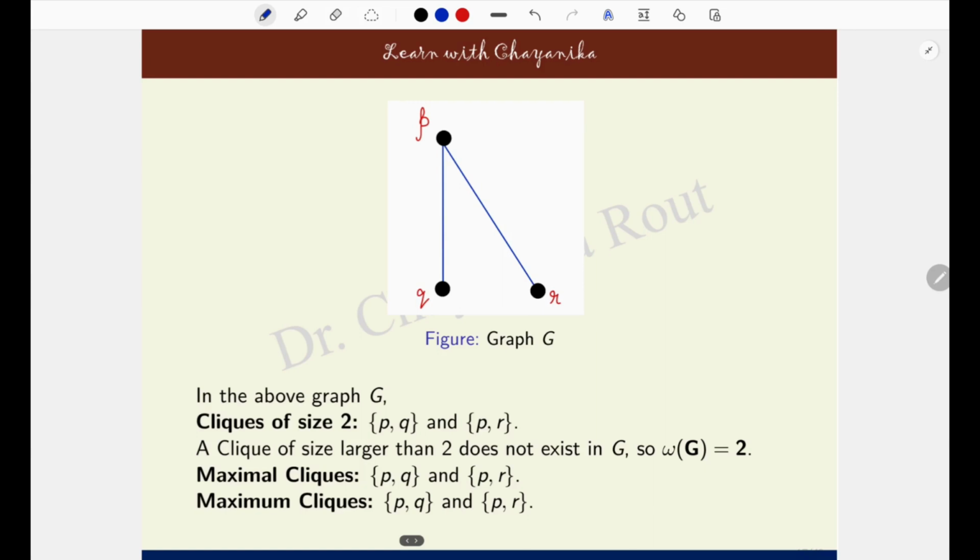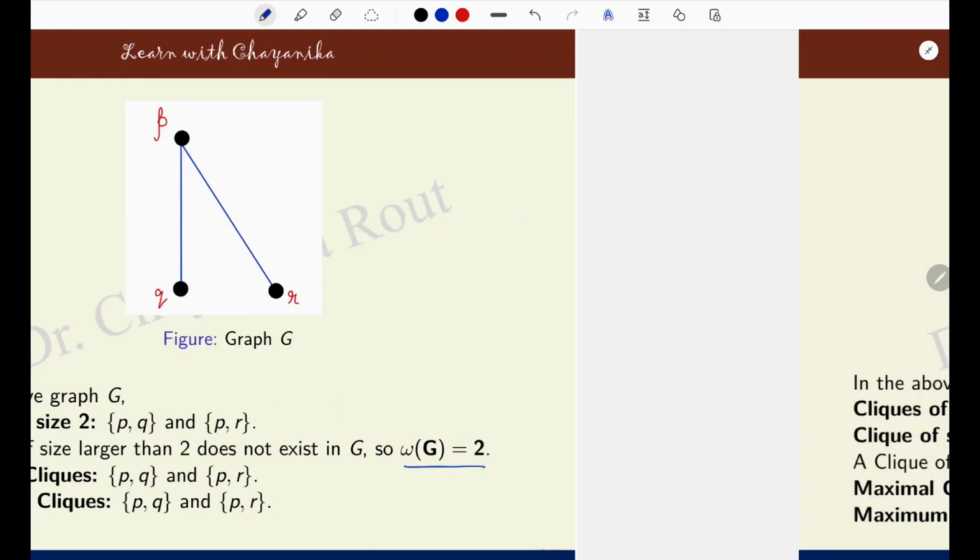So here we have that graph on this slide. PQ and PR are the two cliques. A clique of size larger than 2 does not exist. That is the reason omega(G), or the clique number, is 2. Maximal cliques are also these two, and they are the same as the maximum cliques.